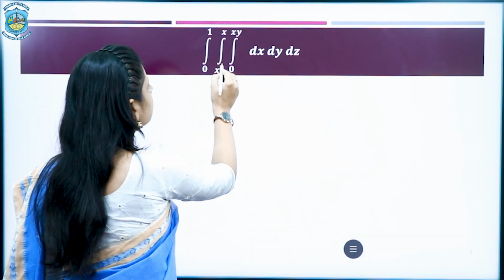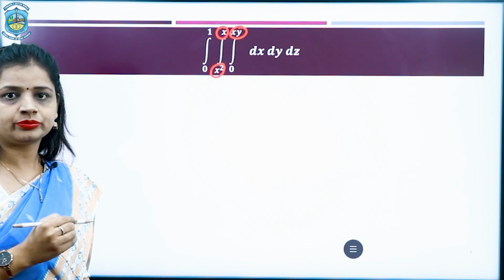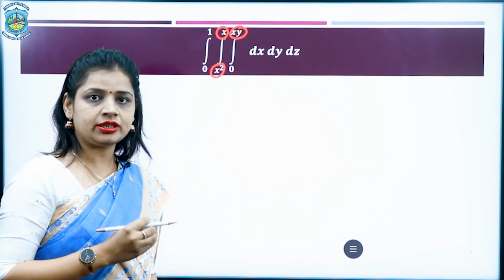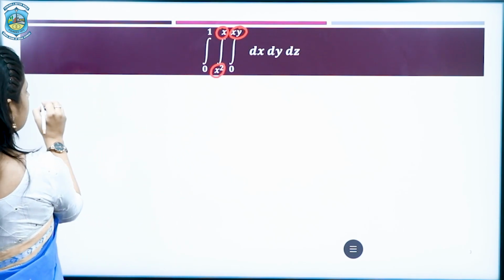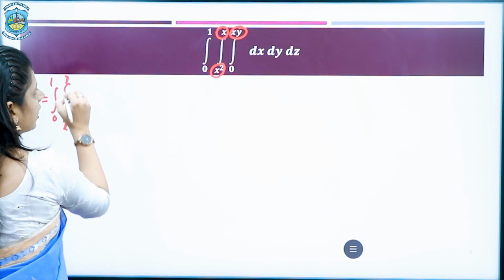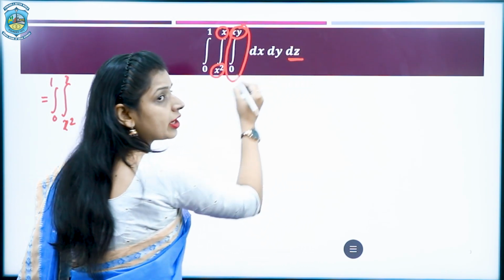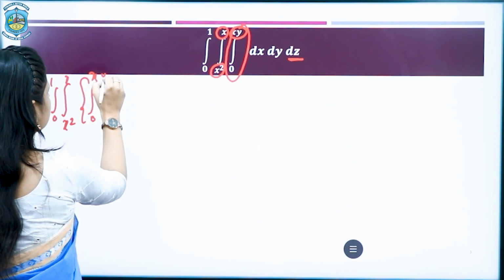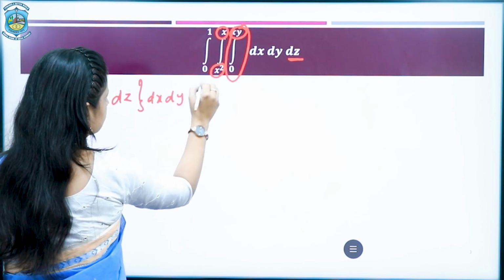Here you may see the limits are functions of x and y. So, whenever we have variable limits, we must perform the integral as per the given order. So, first we will write this integral as integral 0 to 1, integral x square to x. First we will solve for the limit 0 to xy with respect to z. So, the integral 0 to xy with respect to z, and this dx dy as it is.